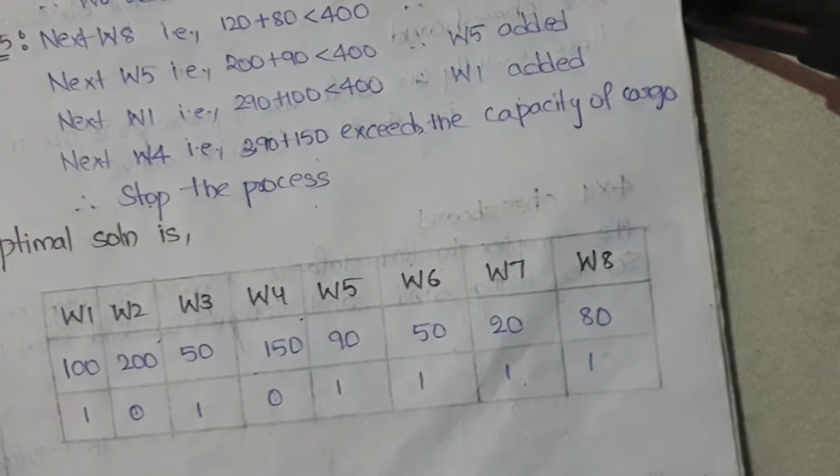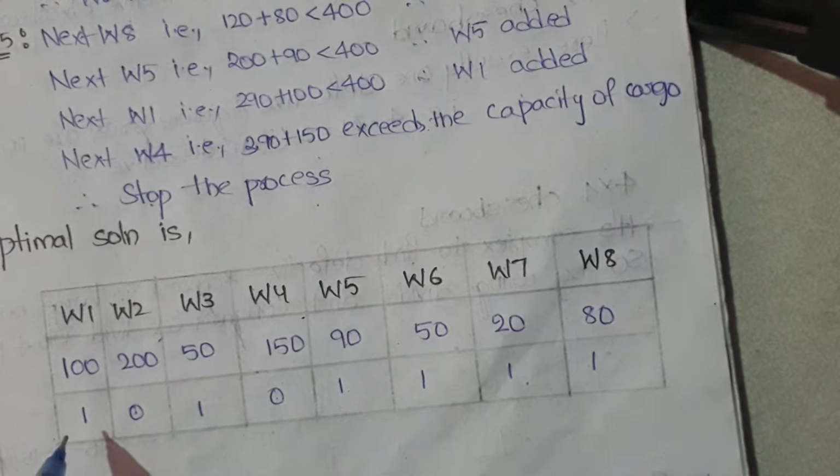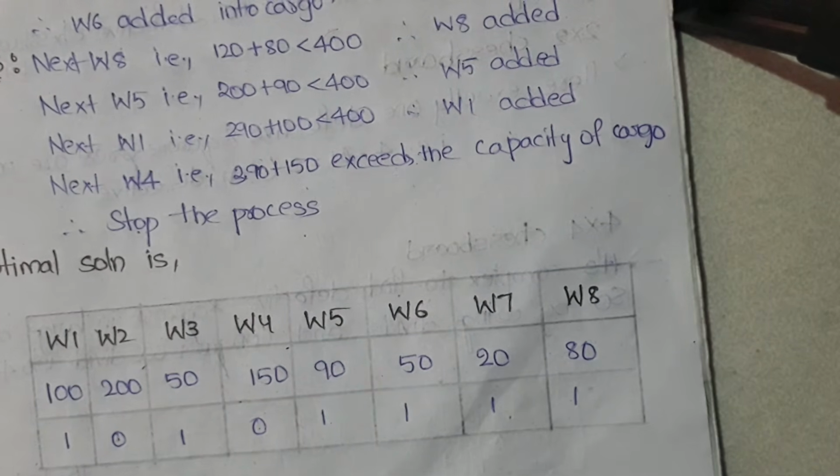The final optimal solution for this problem is we have to indicate this table, and the weights we included in our ship will be indicated as 1 and the remaining will be 0. So this is the problem of container loading in the greedy method.